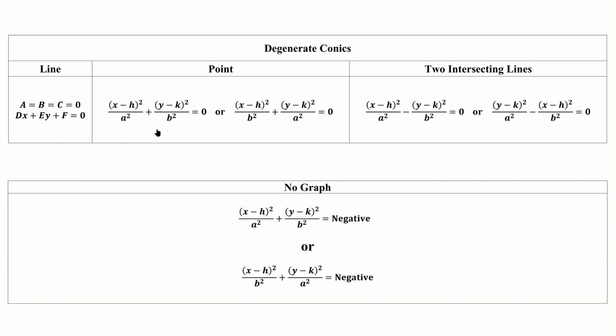For the point, once you put the equation in standard form, you'll end up with one of these possibilities: either the elliptical form but with a 0 on the right, and it doesn't matter where the larger number in the denominator is, whether the a squared is under the x or the y. As long as we have this format with a 0 on the right, we should end up with a point.